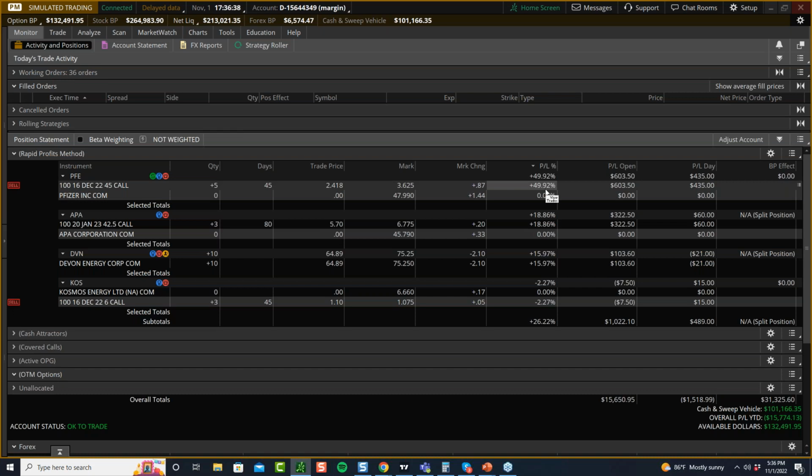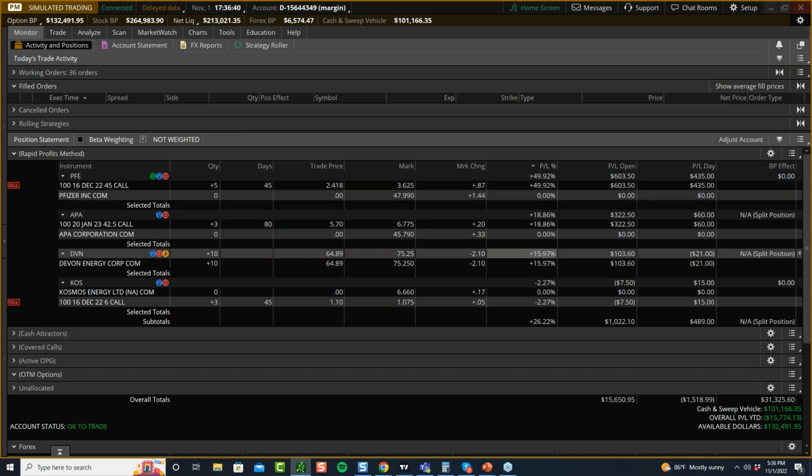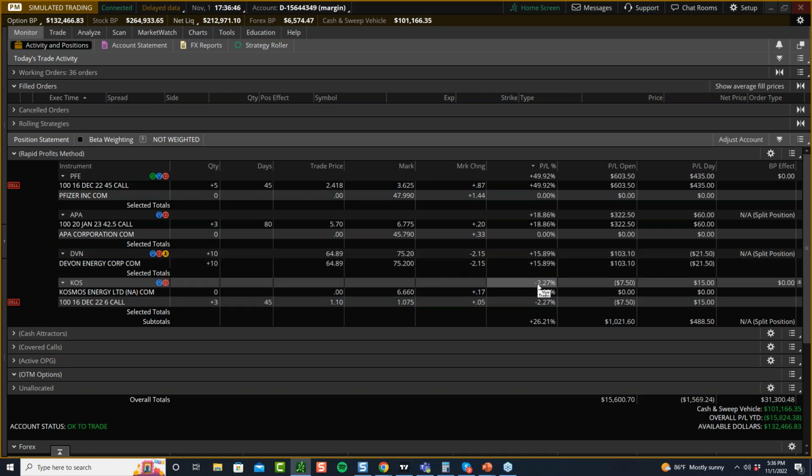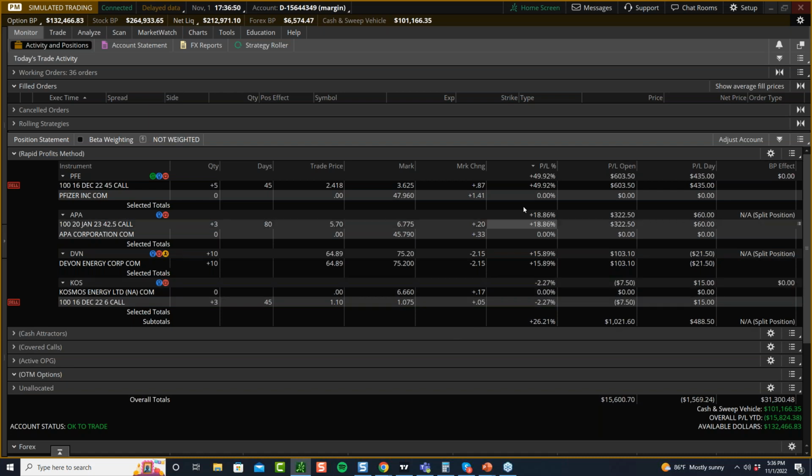We're in a Pfizer trade up 50%. Apache's up 18. Devon, this is a stock trade. It's up 15%. Oh, it's an option trade. Excuse me, 15%. This is another energy stock. We're down just about 2% here. Okay, these are active positions.